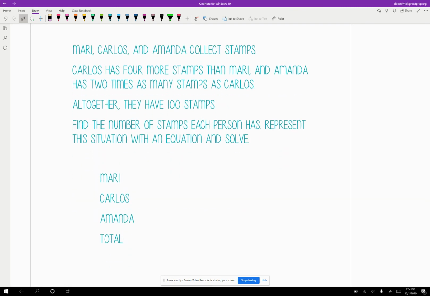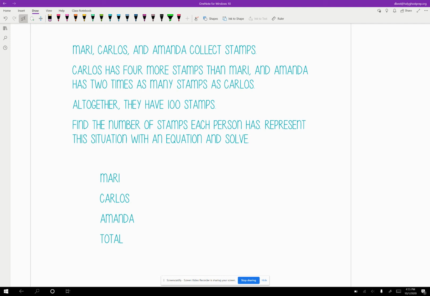And our first example we're going to work with is Mari, Carlos, and Amanda collecting stamps because they are the coolest people. And we know Carlos has 4 more stamps than Mari, and Amanda has 2 times as many stamps as Carlos. All together, they have 100 stamps. We want to find the number of stamps each person has, and we are going to represent the situation with an equation and then solve it.